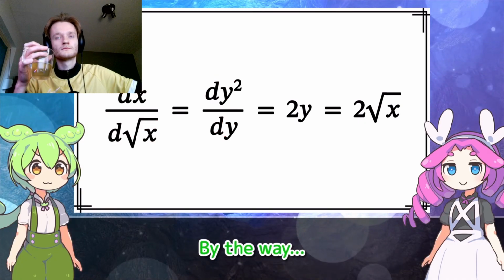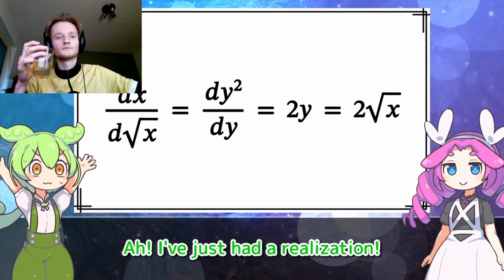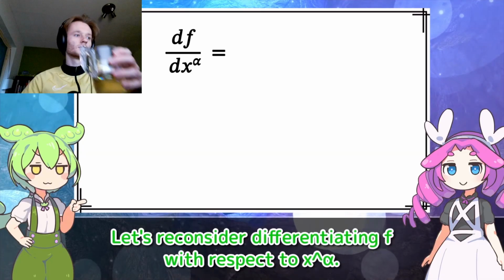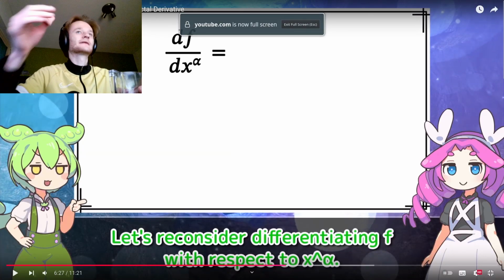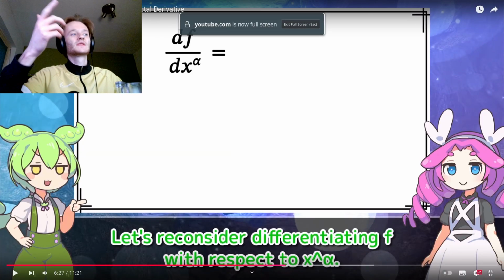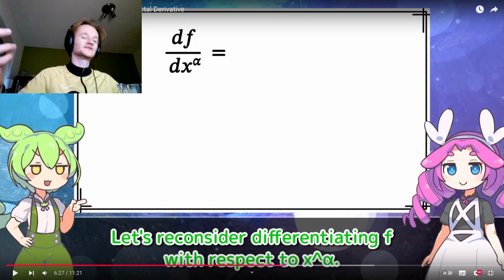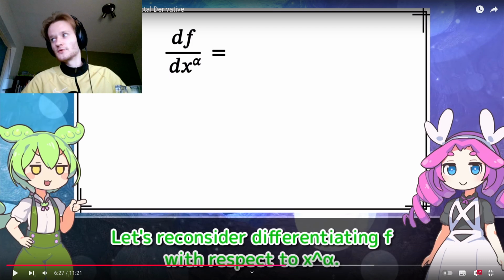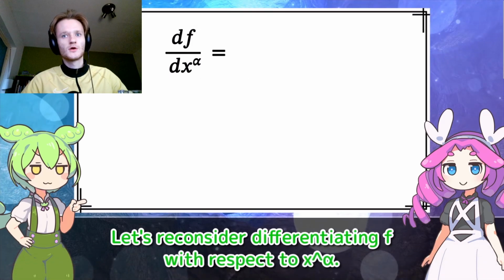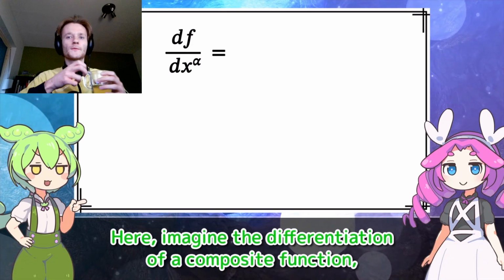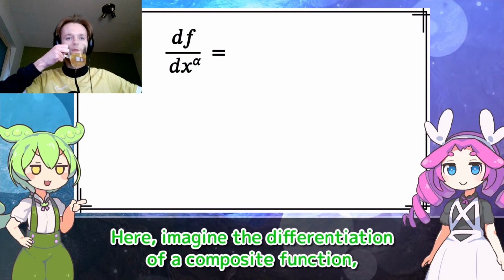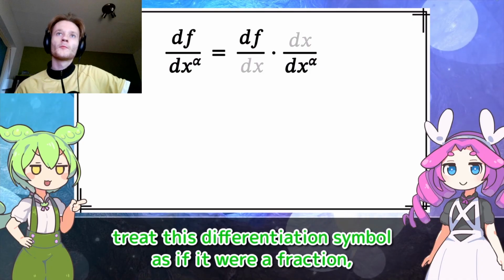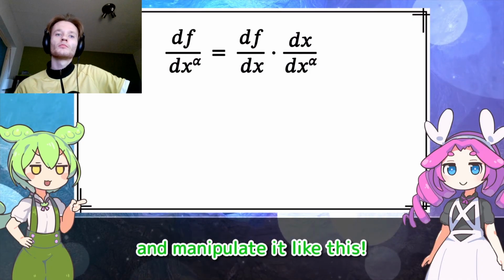By the way, I've just had a realization. Let's reconsider differentiating. Just because you have a different definition, you do it in a different way, so you need to be extra careful here. F with respect to x to the alpha. Here, imagine the differentiation of a composite function. Treat this differentiation symbol as if it were a fraction, and manipulate it like this.